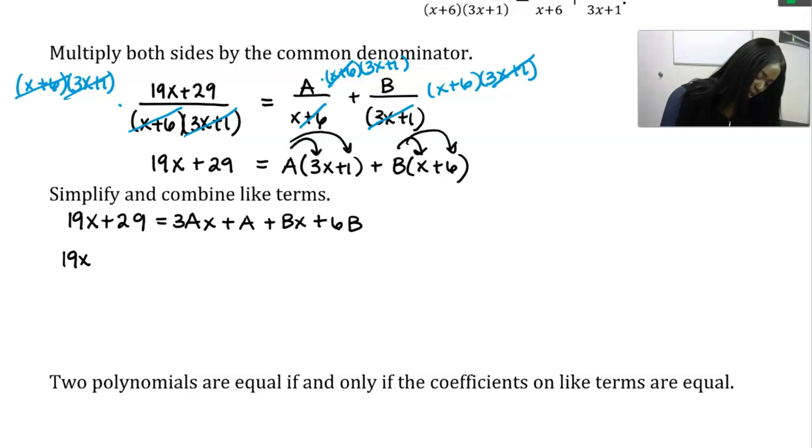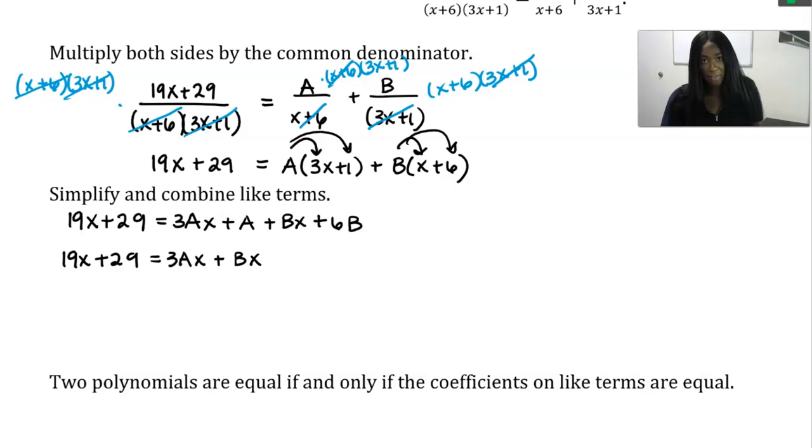Now I'm just going to move some terms around. I have 19x plus 29. I want to put my x terms together on the right side of the equation, so I have 3ax, and I'm going to move the bx term to be next to that, and then all the terms that don't have x, like the a and the 6b, I'm going to write at the end. So plus a plus 6b.